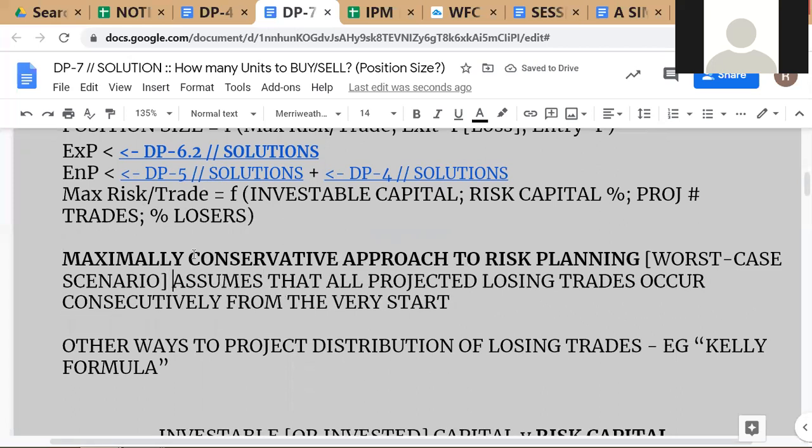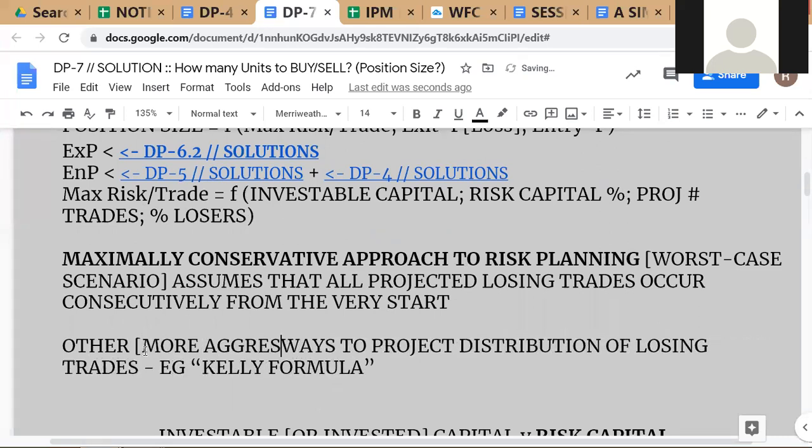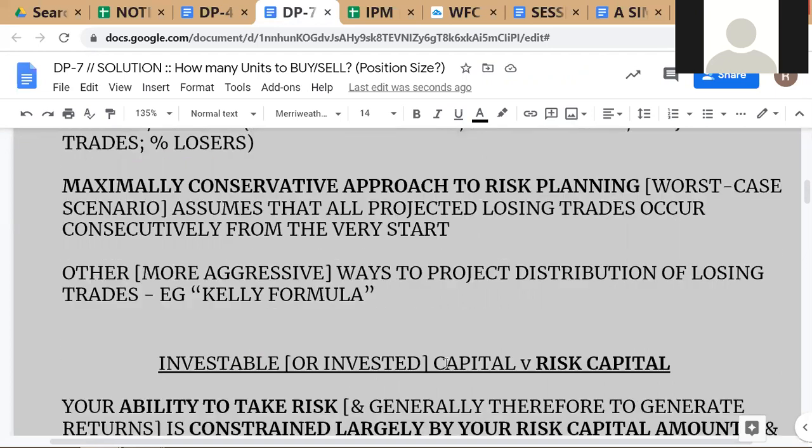Now, that is one approach, which is the very conservative approach, but you can have more aggressive ways. Aggressive here does not mean that you're going to beat people up, but that you are more aggressive relative to conservative. So conservative is one approach, and the opposite of that is the aggressive approach. One example of a more aggressive way to project the distribution of losing trades is the Kelly formula. You can look at that.